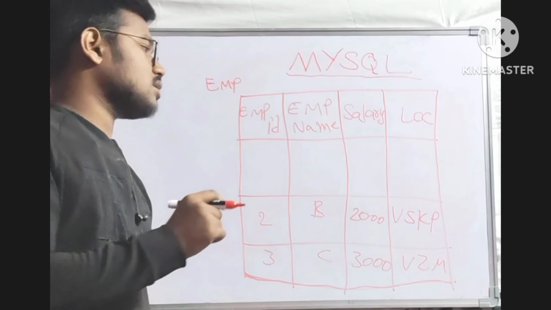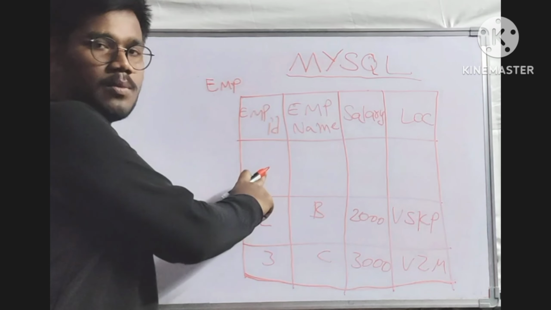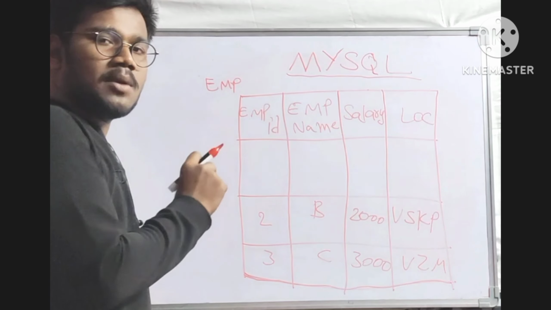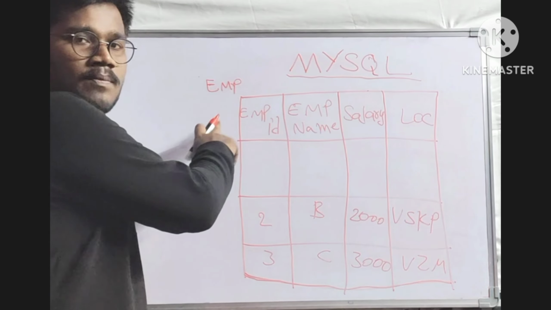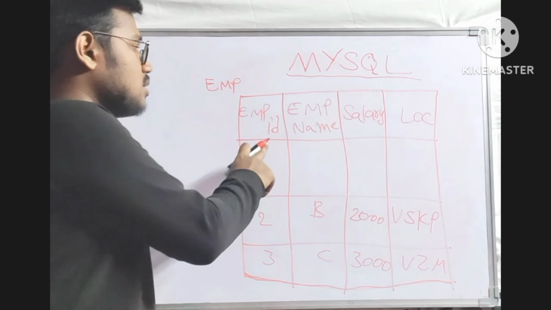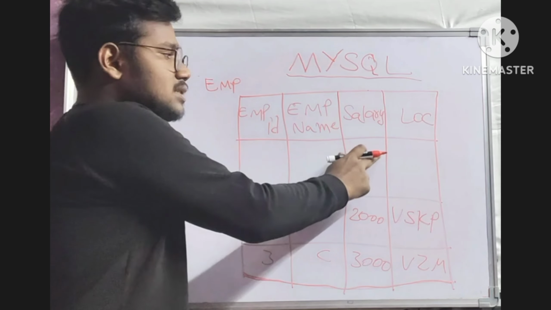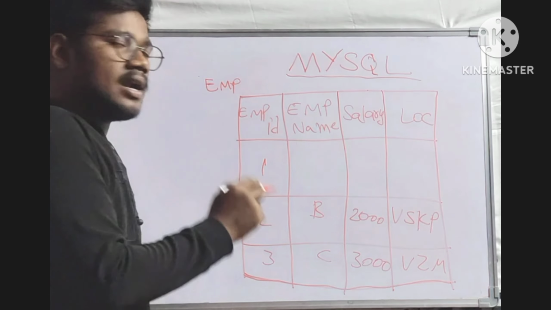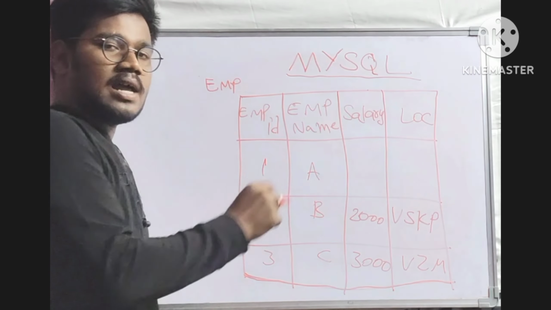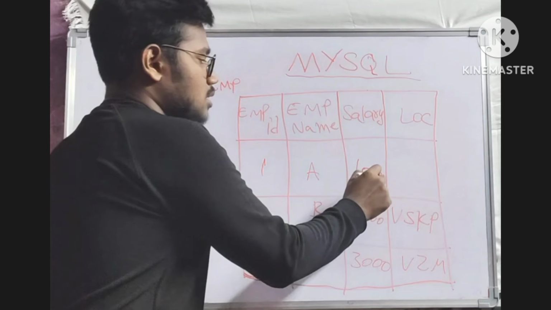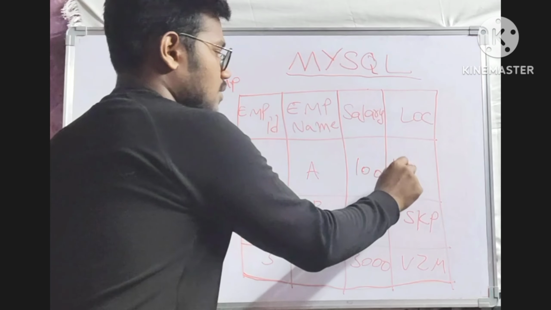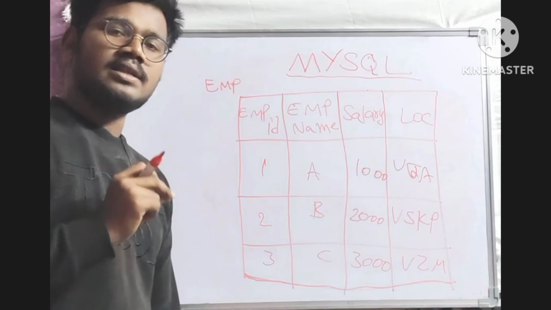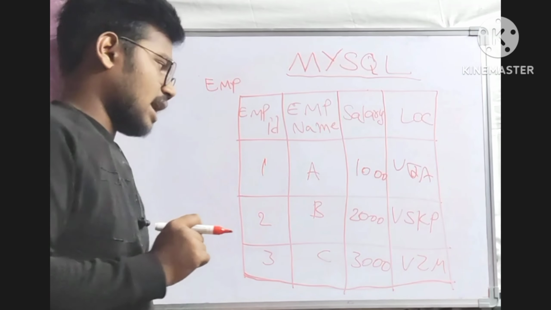Suppose I'm going to insert the data in this employee table. So I use the syntax like insert into table name. The table name is employee. In that I can specify the columns, which are the employee ID, employee name, salary, and location. I want to insert the employee ID as 1 and the employee name as A, and the salary of the first employee is 1000. The location of this employee is Vijayawada. So this first row is inserted with the help of the insert command present in the data manipulation language.